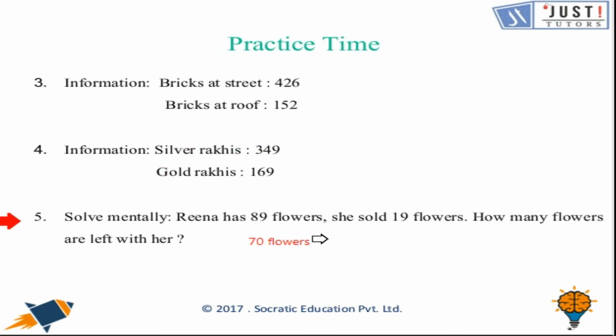Question 5. Reena has 89 flowers. She sold 19 flowers. How many flowers are left with her? So what you'll do is 89 take away 19. That will give you 70 flowers.